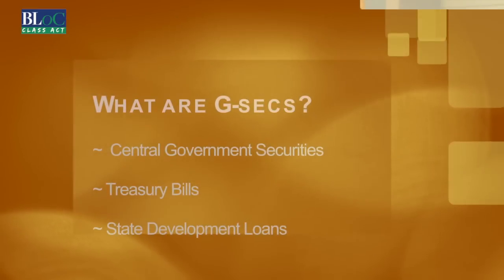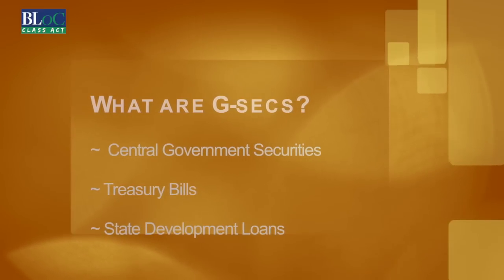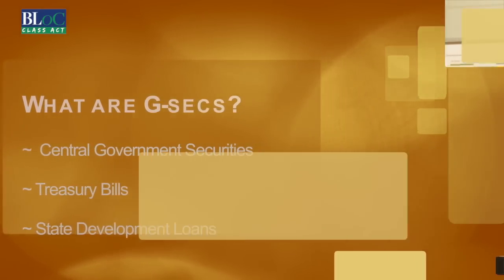But before we understand how the OMO works, let us understand what is government security. Government securities include central government securities, treasury bills, and state development loans. These are issued to finance fiscal deficit and also manage temporary cash mismatches of the government. Registered entities in India like banks, financial institutions, mutual funds, foreign investors, and even retail investors are allowed to buy these bonds. But normally these bonds are purchased by banks and financial institutions.